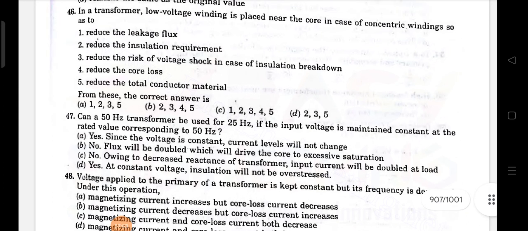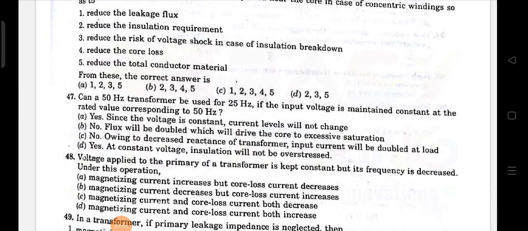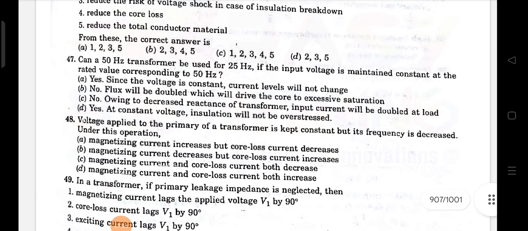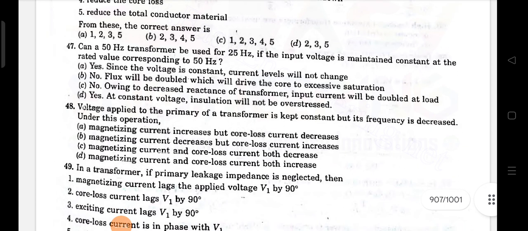From the given options, the fourth option is correct: 2, 3, 5. Next, 47th question. Can a 50 Hz transformer be used for 25 Hz if the input voltage is maintained constant at the rated value corresponding to 50 Hz? What is given? Frequency is reduced to 25 Hz, but input voltage remains constant. That means the V by F ratio is variable. What is given in the options? Since voltage is constant, the current level will not change. The first option is not correct.